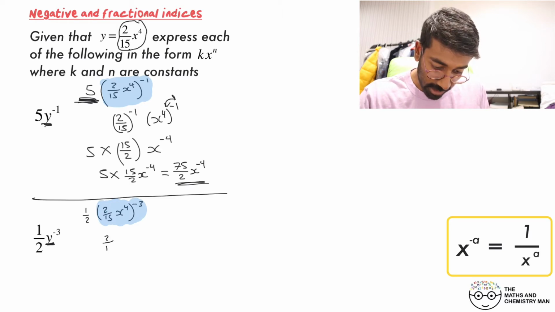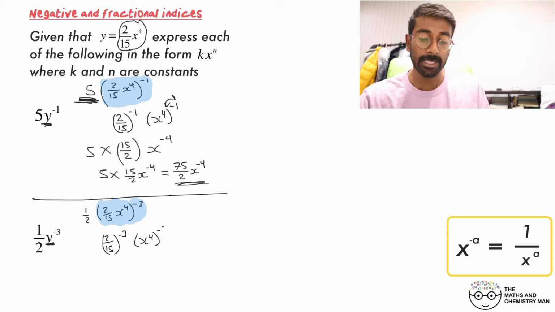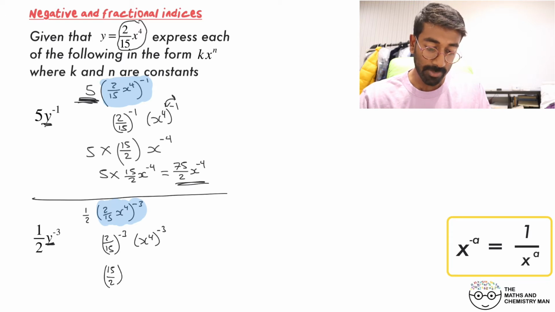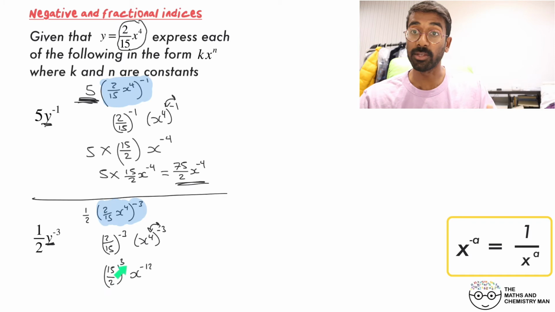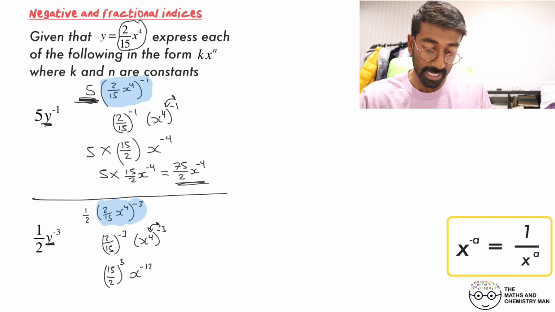So you've got 2/15 to the power of minus 3 and x to the 4 to the power of minus 3. Now, again, this negative, what does it mean? The negative means that we're going to need the reciprocal. So flip the fraction over, and then there was a power of 3 on there. So I'm going to leave that power of 3 over there. What do I do here? Multiply the powers. So x to the power of minus 12. Now, we'll need to do a bit more work over here because we've got to cube 15/2. So 15/2 cubed. So 15 cubed, I think that's 3375. 2 cubed is 8, so that's on the bottom. And then x to the power of minus 12.